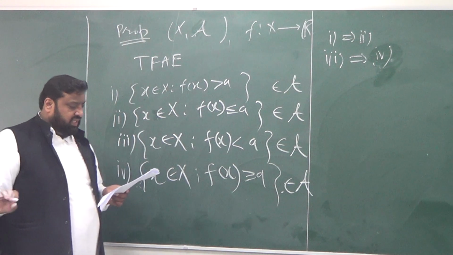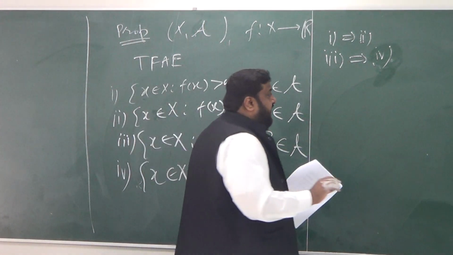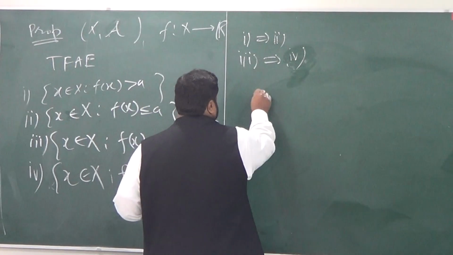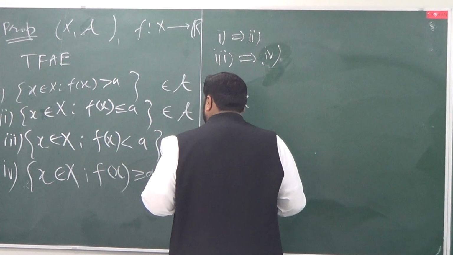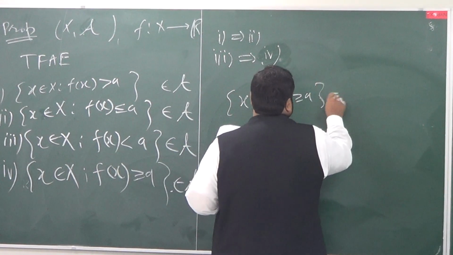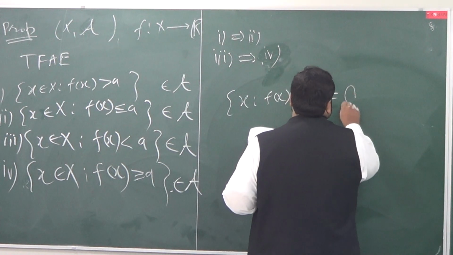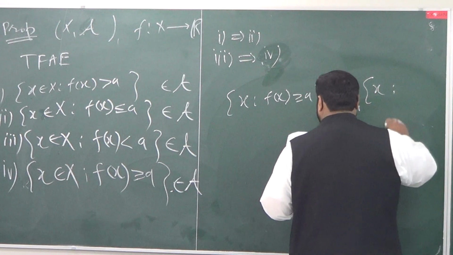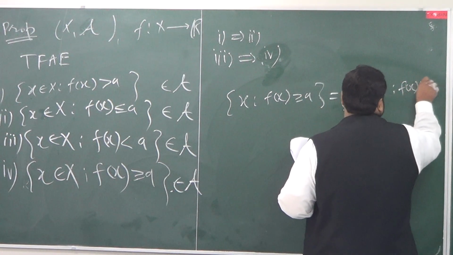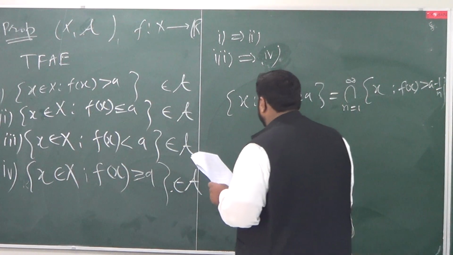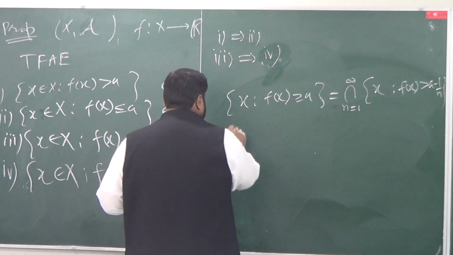So the third one is interesting. Here are two identities. Try to think which follows from which angle. I'm saying that the set {x : f(x) ≥ A} is the same as the intersection over n from 1 to infinity of {x : f(x) > A − 1/n}. Okay? That's one identity.